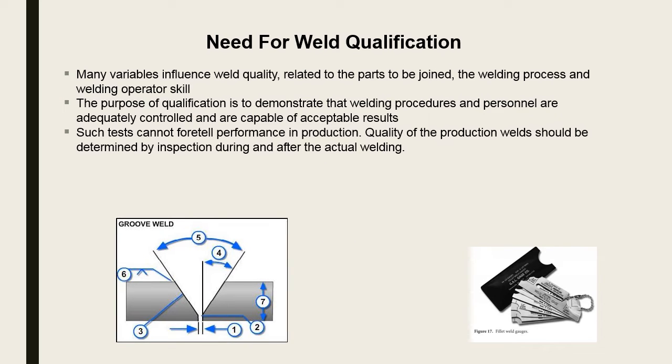The need for weld qualification. Many variables influence weld quality related to the parts to be joined, the welding process, and the welding operator skill. The purpose of qualification is to demonstrate that welding procedures and personnel are adequately controlled and capable of producing acceptable results. Such tests cannot foretell performance in production. Quality of the production weld should be determined by inspection during and after actual welding.